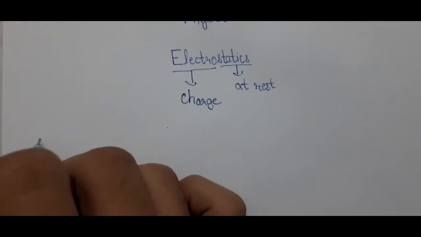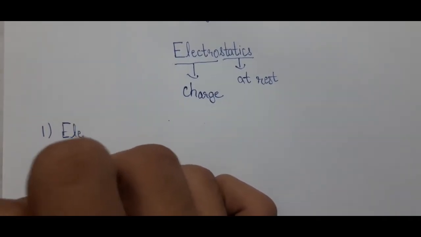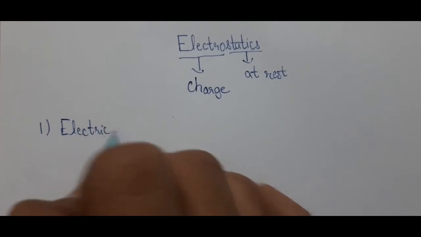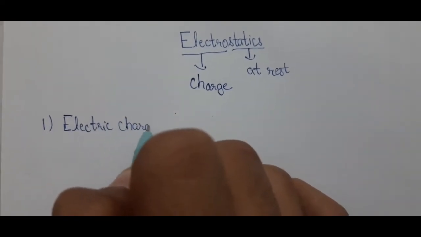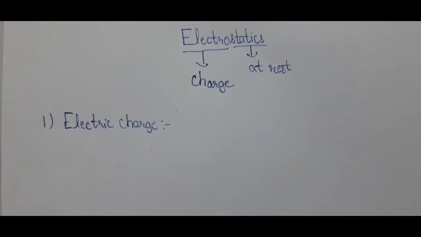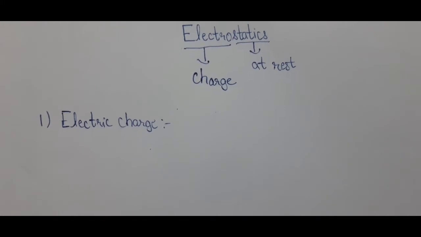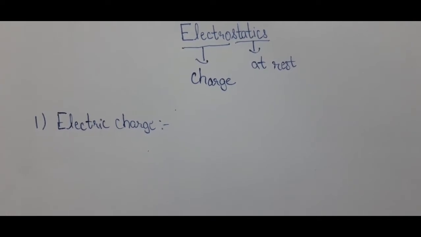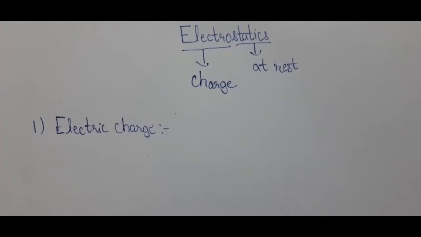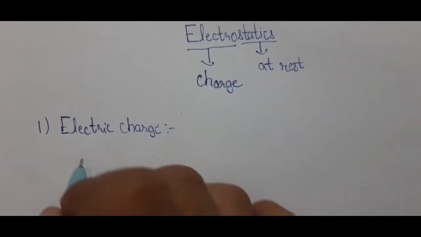So our first concept is electric charge, or simply you can write it as charge. What is the definition of electric charge? Electric charge is an intrinsic property of elementary particles of matter which gives rise to electric force between various objects. So let's write its definition.